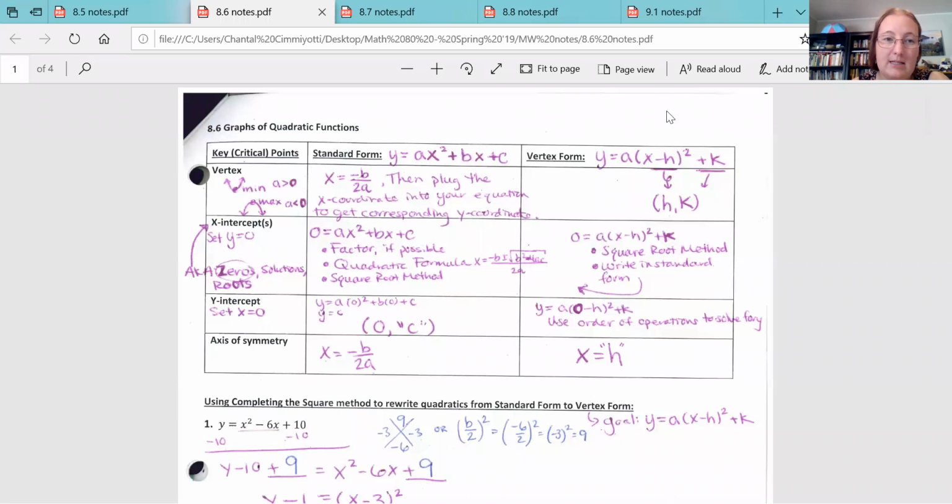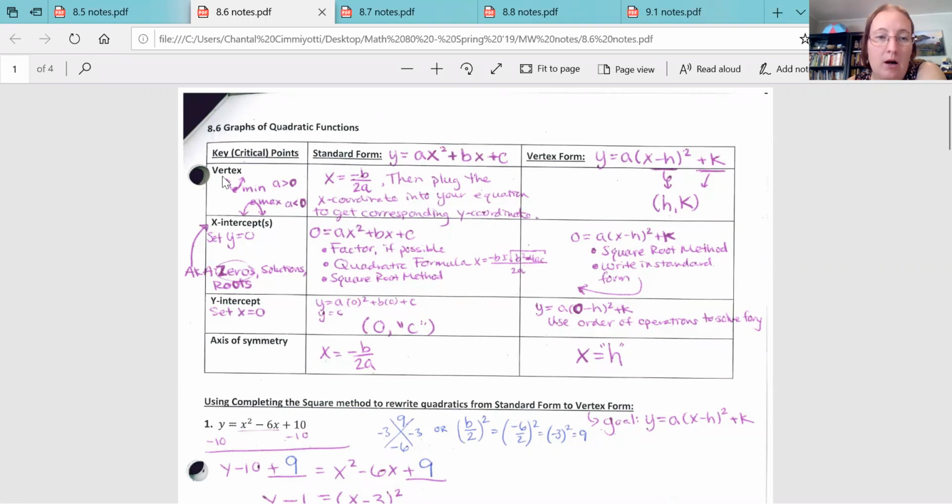So 8.6 is focusing on graphs of quadratic functions. So graphs of functions, because they pass the vertical line test, that are quadratic, are coming from a quadratic, meaning the highest exponent is 2. Again, they will make that parabola shape.